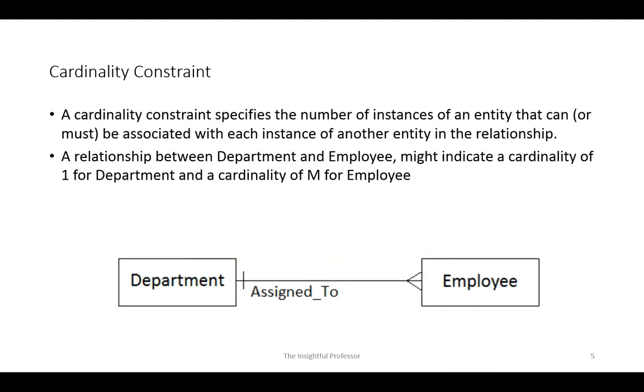Another important concept is what we refer to as a cardinality constraint. A cardinality constraint specifies the number of instances of an entity type that can or must be associated with each instance of another entity type within a relationship. Here we're showing a relationship between department and employee. Such a relationship might indicate a cardinality of 1 for a department and a cardinality of many for employee.